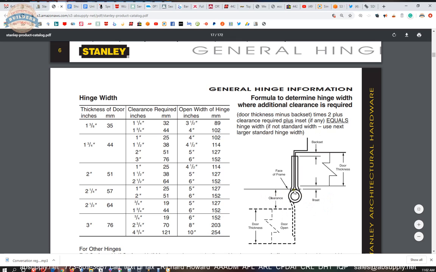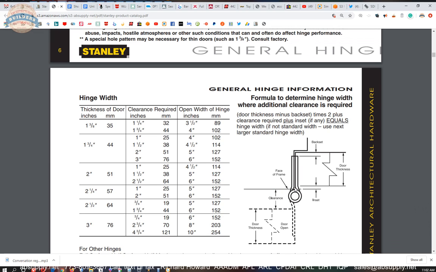So the door thickness is whatever the thickness is. Let's say it's 1 3/4 inches. Let's say that your hinge backset is 1/4 inch. That means you have 1.5 inches. 1.5 times 2 is 3 inches, plus your clearance, plus the inset.